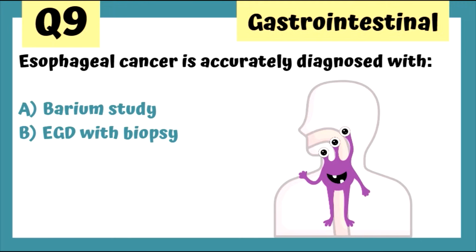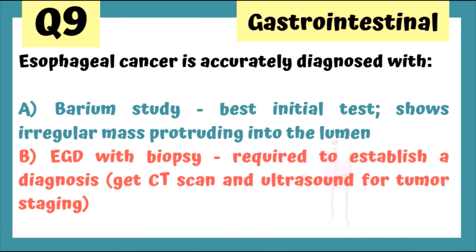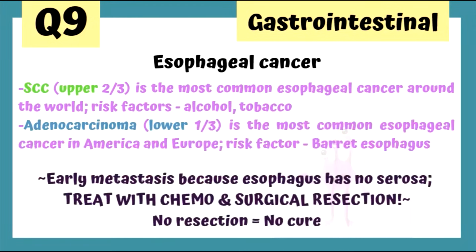Esophageal cancer is accurately diagnosed with EGD with biopsy. We kind of mentioned this before. We want to get biopsy. Without biopsy, you can't have a diagnosis. And we get a CAT scan and ultrasound for tumor staging. As opposed to barium study, that's the best initial test, and that would show an irregular mass protruding into the lumen. Esophageal cancer can present in the upper esophagus and the lower.